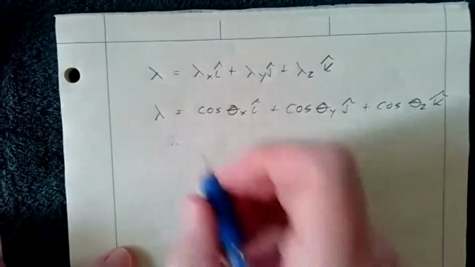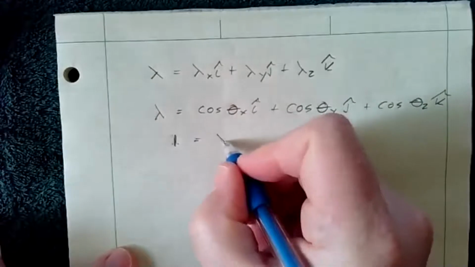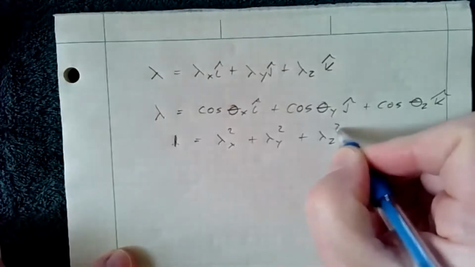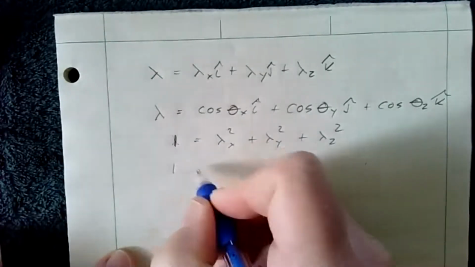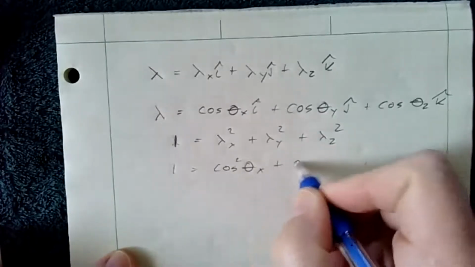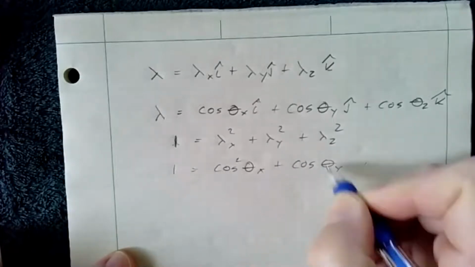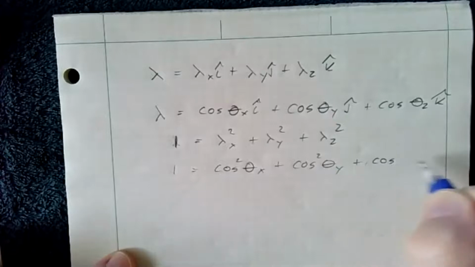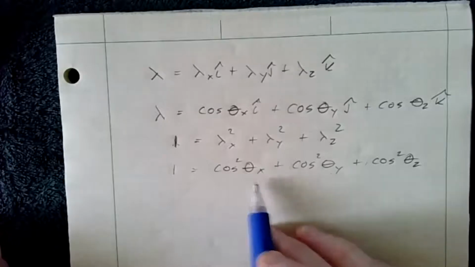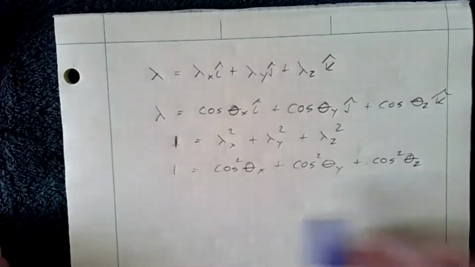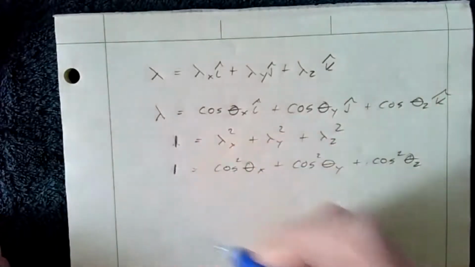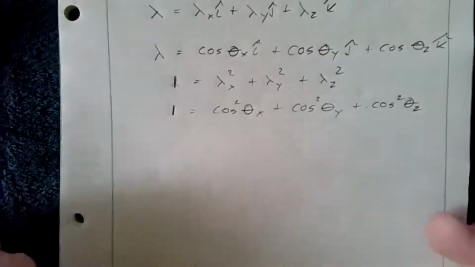And as such, if we square this, we get 1 is equal to lambda x squared plus lambda y squared plus lambda z squared. Or 1 is also equal to cosine squared theta x plus cosine squared theta y plus cosine squared theta z. And so that also gives you 1. And so all of these are just tools that you can use. If you don't know one value, you can find the other.